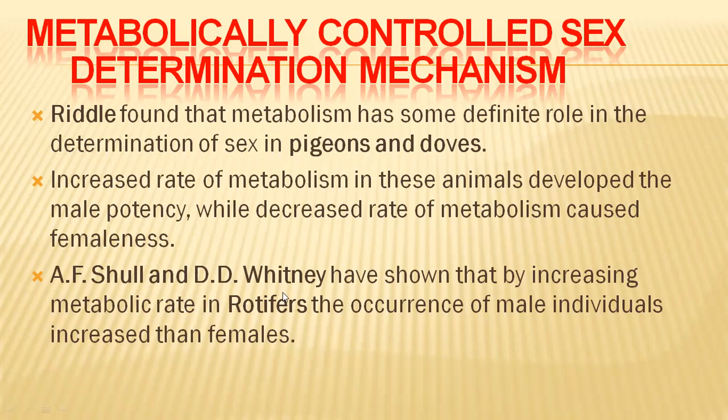And A.F. Schull and D.D. Whitney, these two scientists, found that the metabolic rate in rotifer animals decides male individuals versus female individuals. If the metabolism rate is increased, more male individuals will develop in these rotifers. If the metabolism rate is decreased, more female individuals will develop in these rotifers.